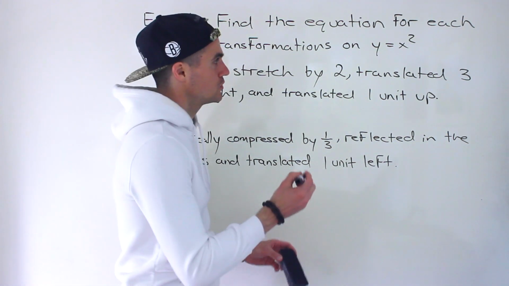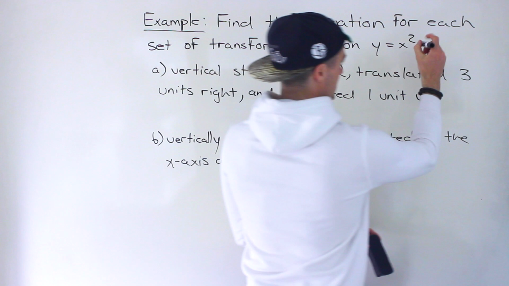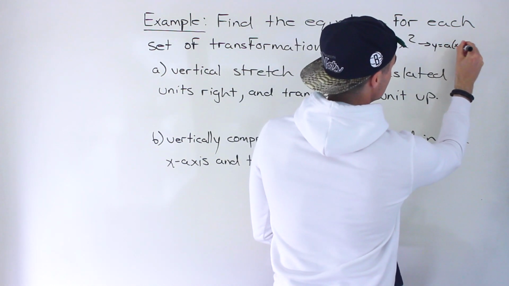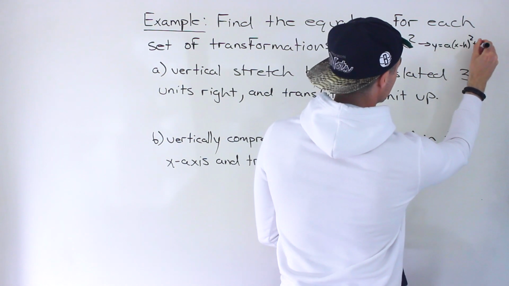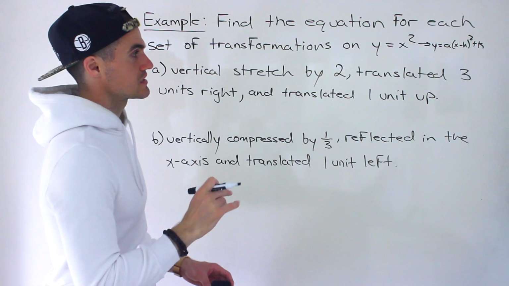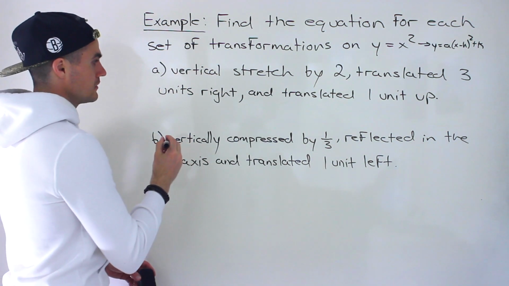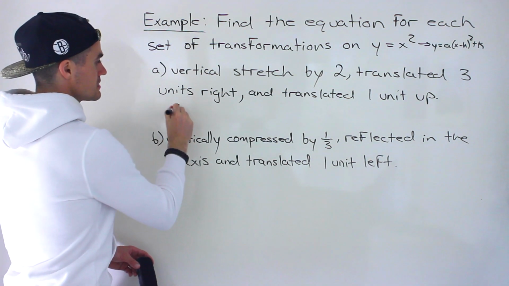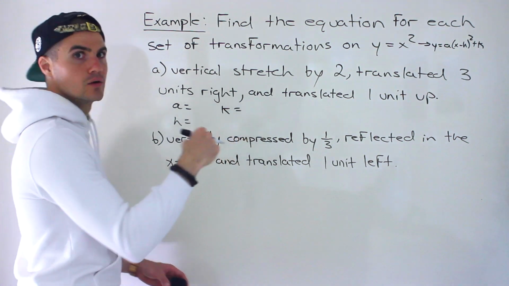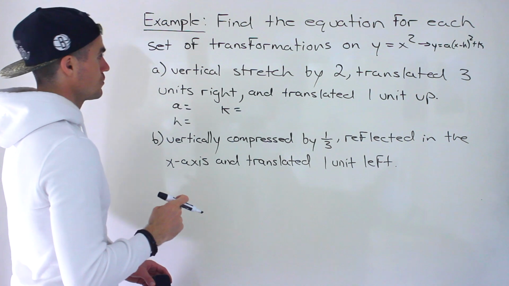Just as a quick review, what we're doing is taking y equals x squared and converting it to that vertex form, a bracket x minus h squared plus k. So really all we have to find for both of these scenarios is the a value, the h value, and then the k value, and then we can get the equation. So let's go through these one by one.